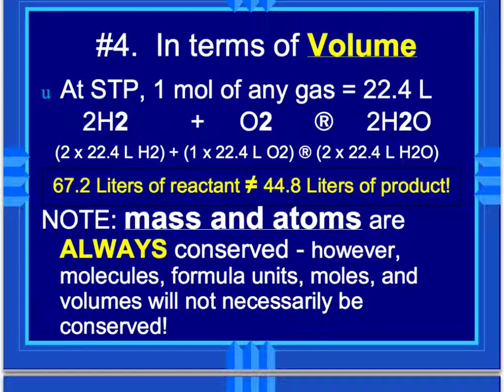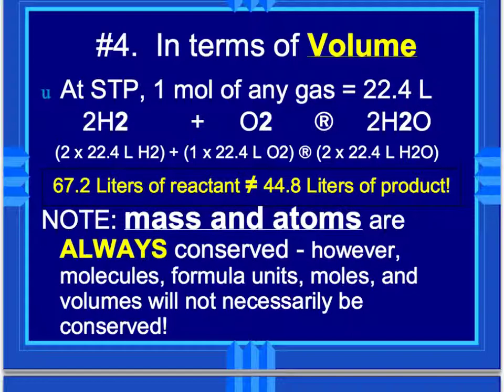So the final way that you can interpret a chemical equation is in terms of volume. At STP, and remember STP stands for standard temperature and pressure, the standard temperature is 0 degrees Celsius, also known as 273 Kelvin, and the standard pressure is 1 atmosphere. You basically have 1 mole of any gas is equal to 22.4 liters.